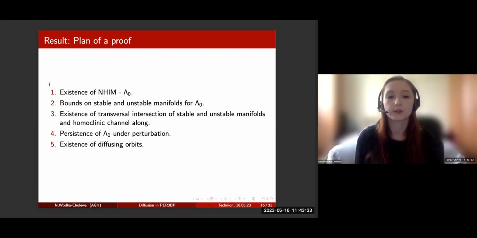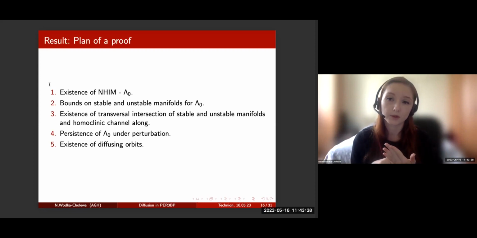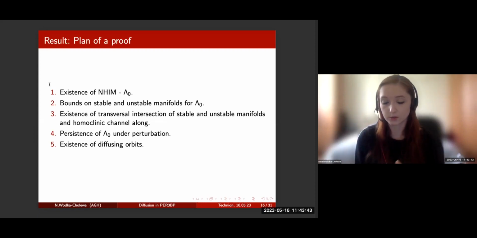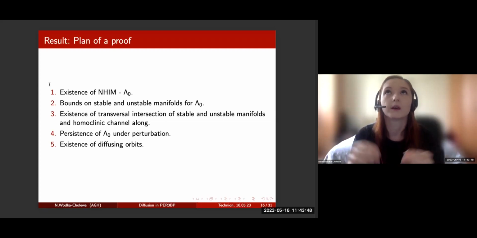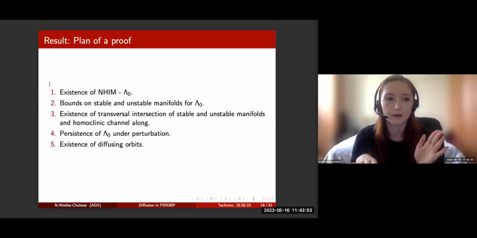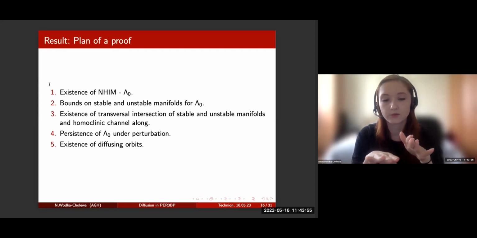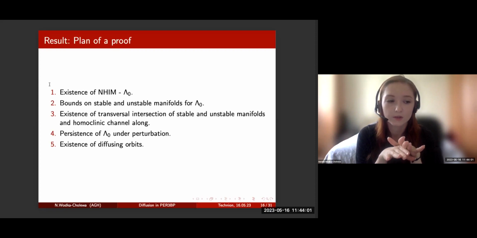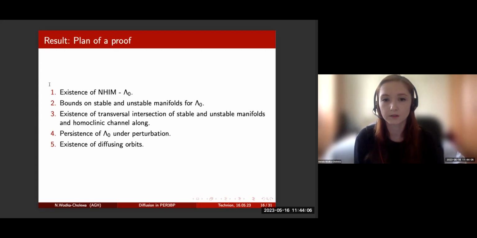You have to prove the existence of the intersection between the stable and unstable manifold. It should be transversal, and there should be some homoclinic channel along it. So it will be a curve. If you think about the stable manifold and unstable manifold as some surfaces, you have to find this transversal intersection. And transversal meaning it's not trivial, right? So it goes through. It's not tangent. It goes through.